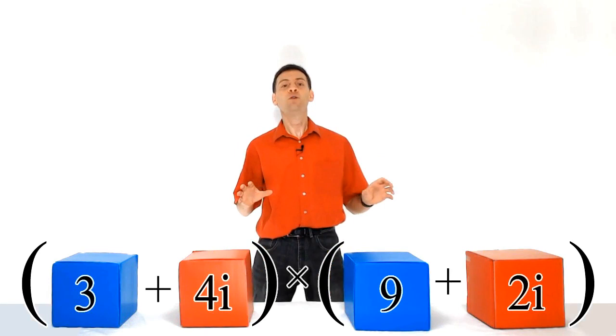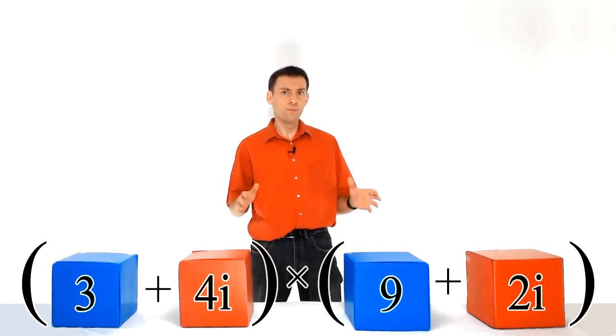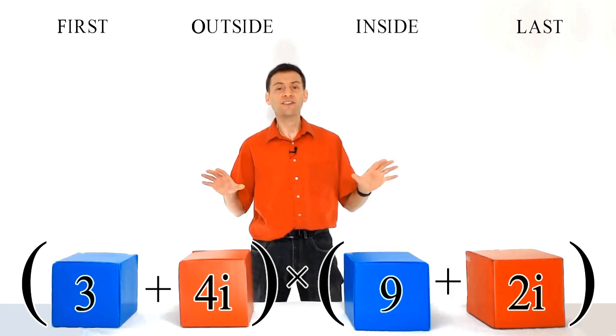How about if we were to multiply the two complex numbers from the previous example? 3 plus 4i times 9 plus 2i. Well, it's just like multiplying brackets. We use the FOIL method. FOIL stands for first, outside, inside, last. We have to multiply the numbers together in four stages.